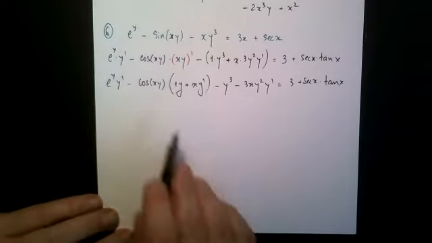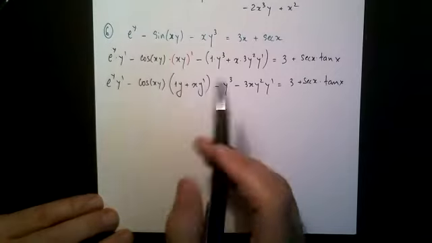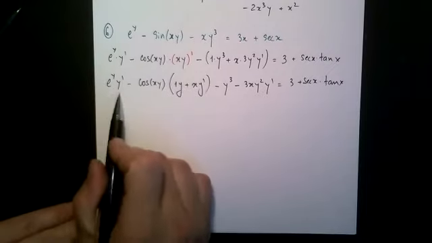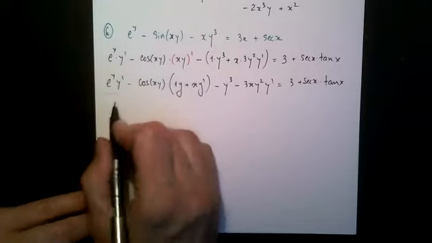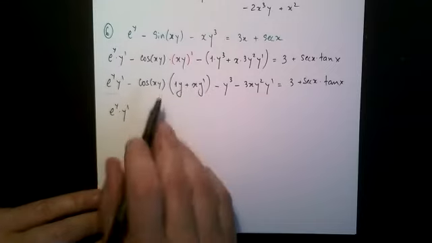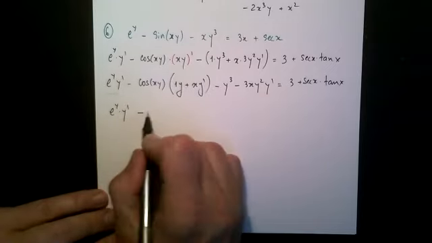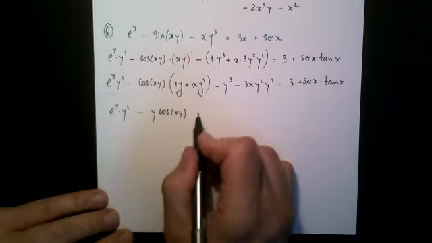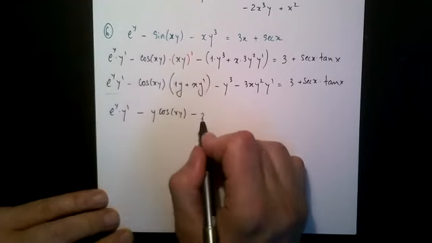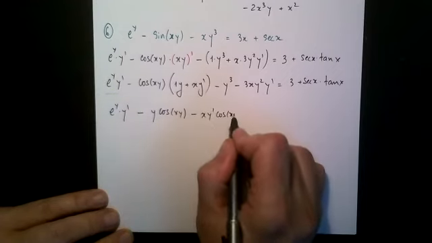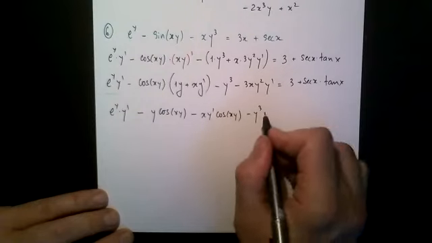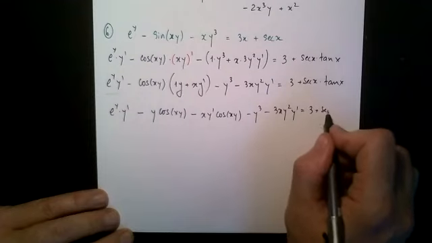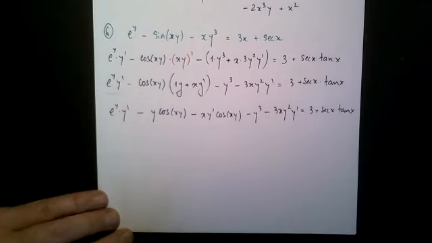Okay, almost done. The derivatives are done. So now let's isolate this term, which has a y prime. Oh, and this term actually. Okay. So e to the y times y prime, and then I'm going to multiply inside. So minus y cos xy minus xy prime cos xy minus y cubed minus 3xy2y prime equals 3 plus secant x tangent x.